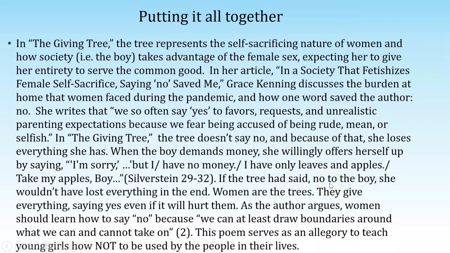So I have a claim. It's up here in The Giving Tree, down to here. I have support. And then I have analysis. Okay, I have quotes from both my secondary source and my primary source. All right, and then I have analysis and explanation. Okay, this is the type of analysis I'm looking for in your essay.